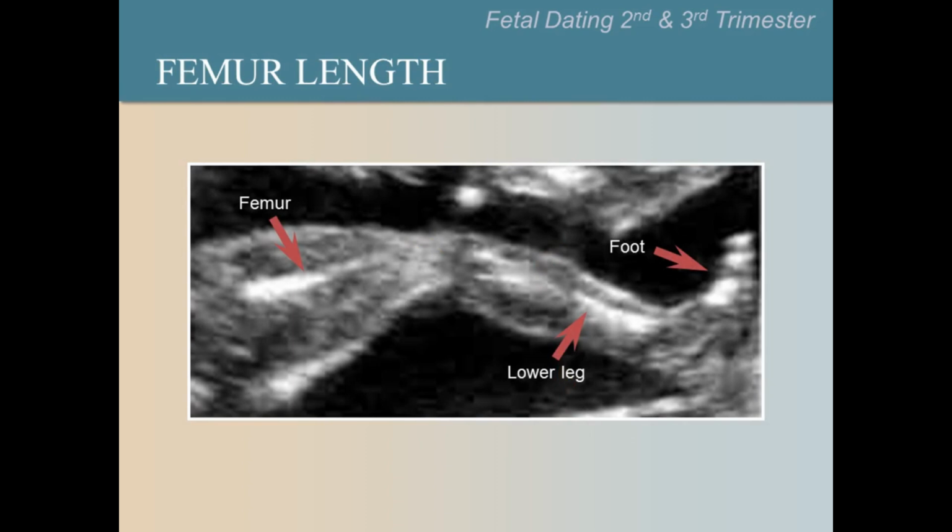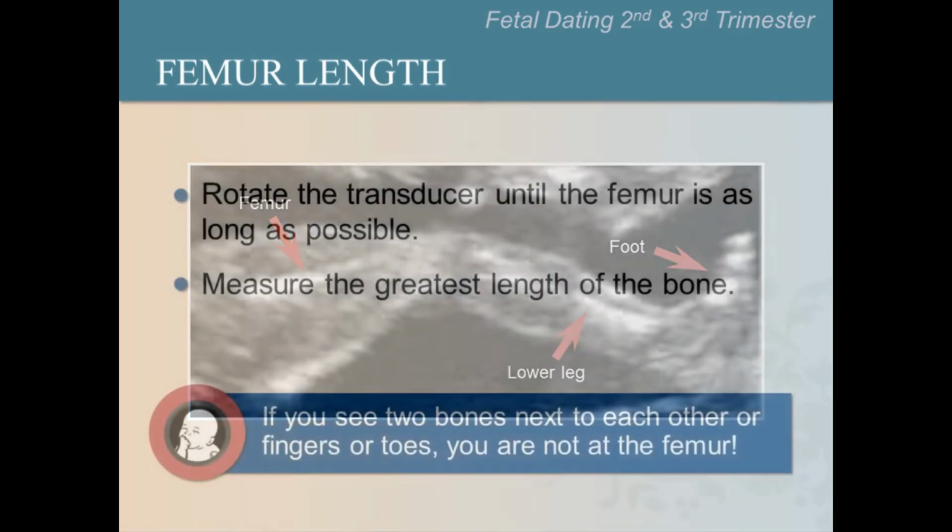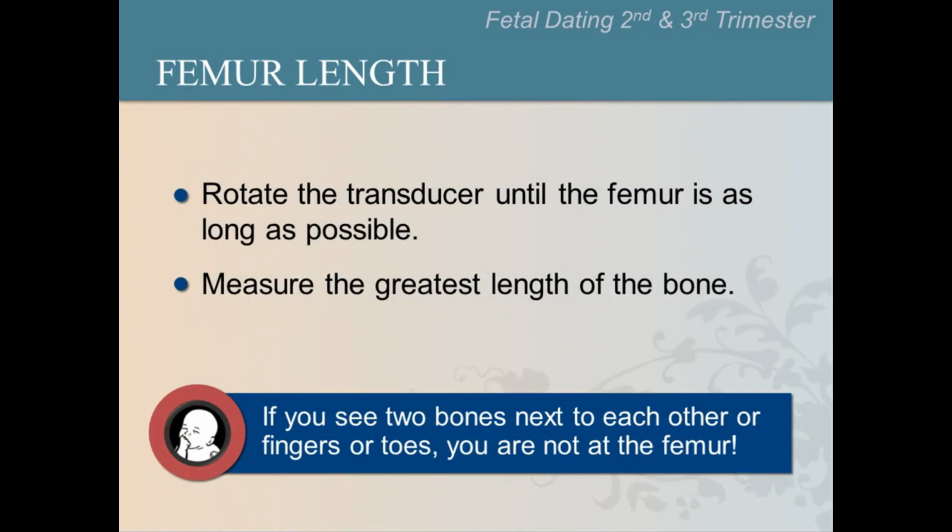The final task that we will discuss in this lesson is how to measure the femur length. Here you can see the femur, which is the bone in the thigh. To properly measure the femur, rotate the transducer until the femur becomes as long as possible. Please ask your trainer to demonstrate this with the doll. If you see two bones next to each other, or fingers or toes, then you are not at the femur.